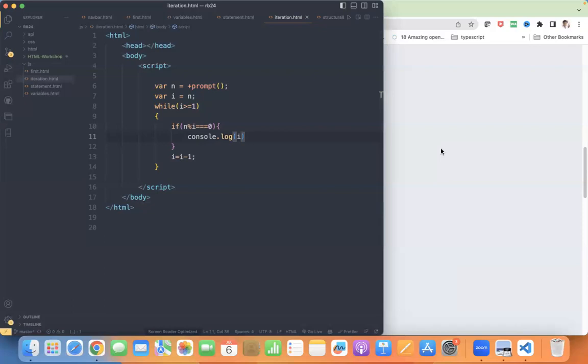What are factors of 24? Okay, so the numbers which can divide 24 with the remainder 0 are called factors. Okay, so how to identify them?